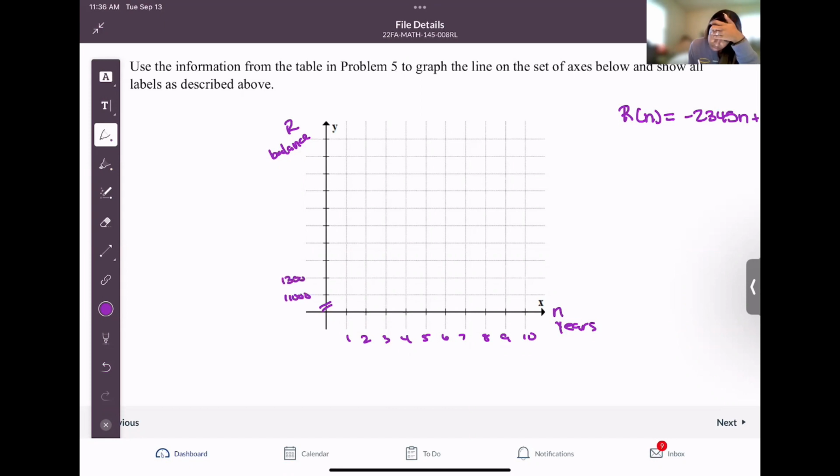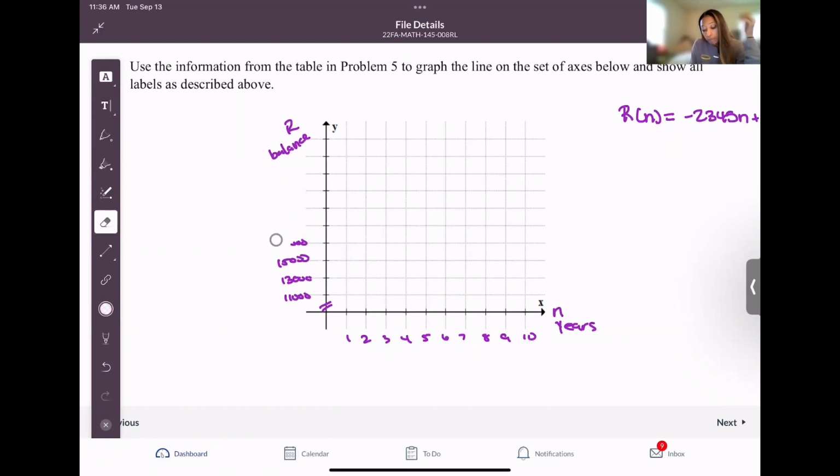11,000, 13,000, 15,000, 17,000, 19,000, 21,000, 23,000, so on and so forth.